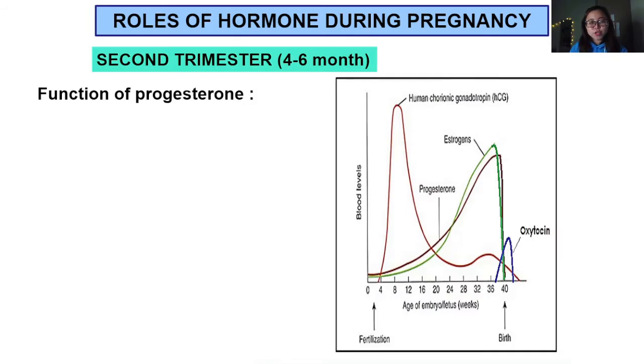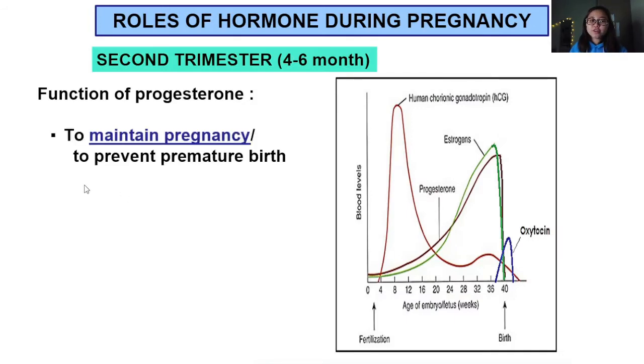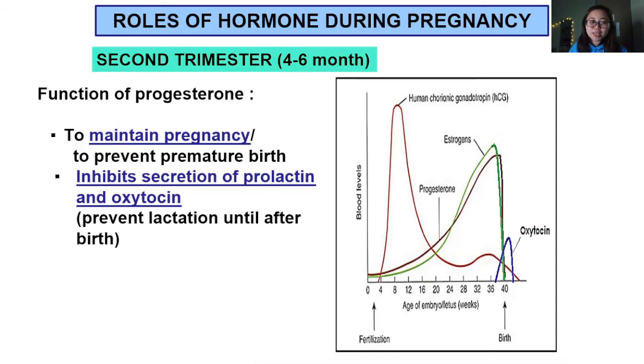So what's the function of progesterone in the second trimester? The first is progesterone functions to maintain the pregnancy and to prevent premature birth. The second function is to inhibit the secretion of prolactin and oxytocin, so it prevents lactation until after birth. Prolactin is a hormone that stimulates the mammary glands or the breasts to produce breast milk. Oxytocin is a multi-purpose love hormone, but one of its functions is to stimulate mammary glands to produce breast milk too. So by having progesterone, we put that off until after birth.